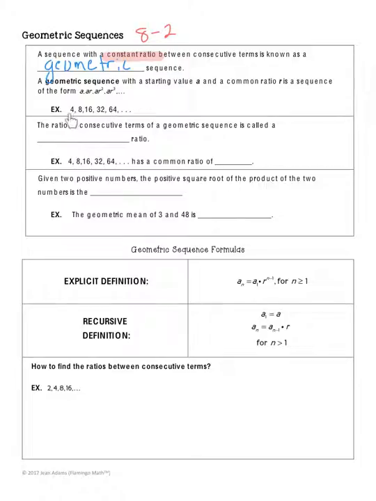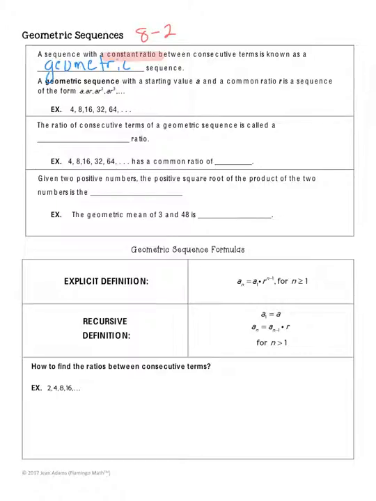So as you look at this sequence here, 4 times 2 is 8, 8 times 2 is 16, 16 times 2 is 32, 32 times 2 is 64. So we're constantly multiplying by the same number. Even if you see it in reverse and you see it going down, like if you were seeing it in this direction and you had 64, 32, 16, 8, and 4, we still consider it multiplying.